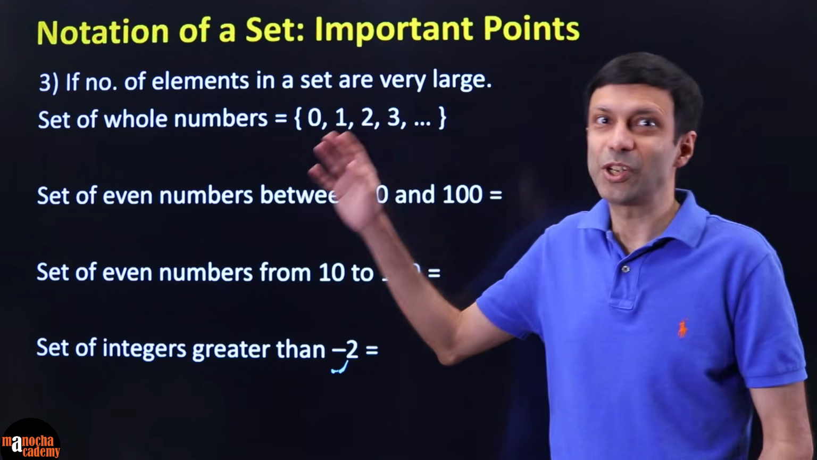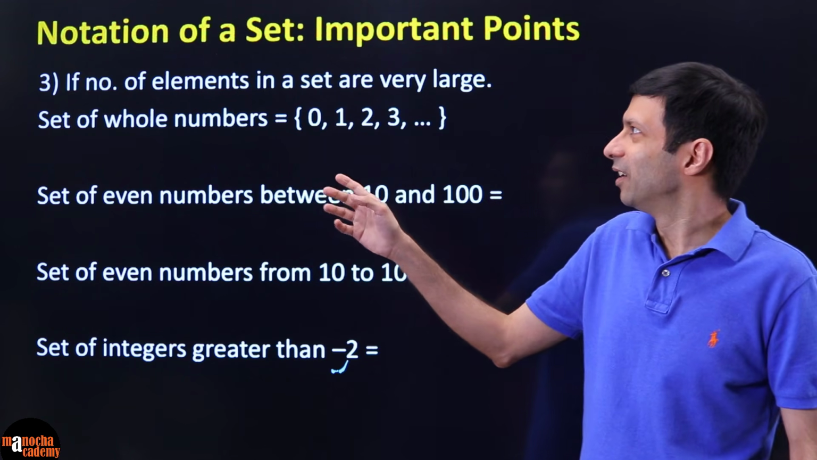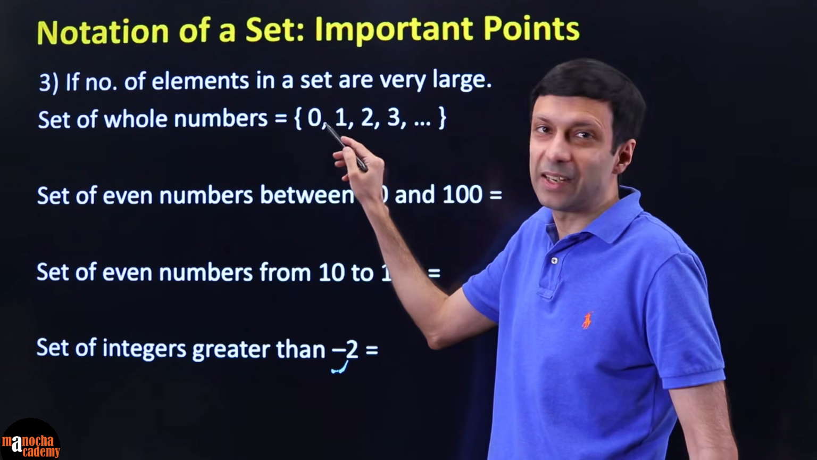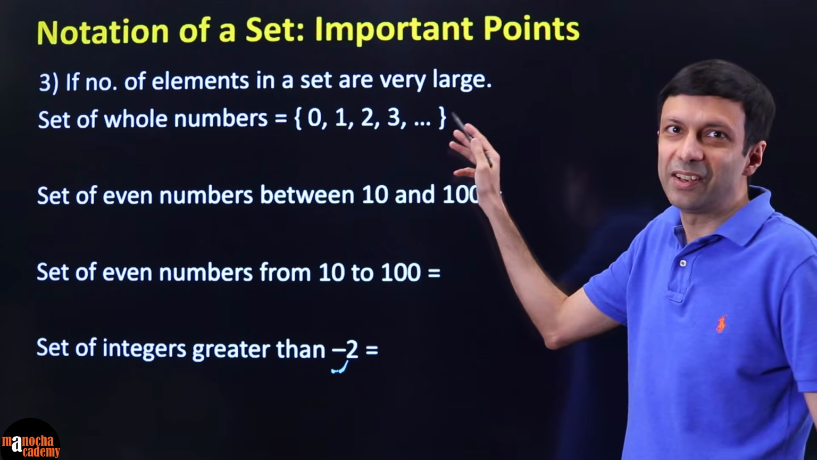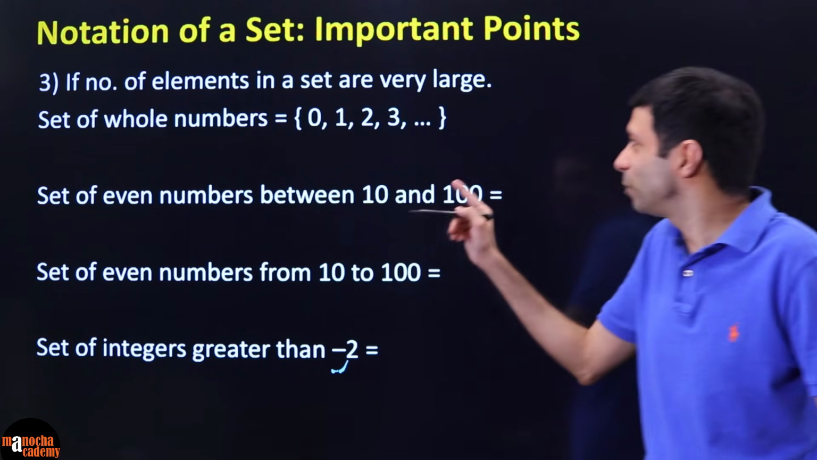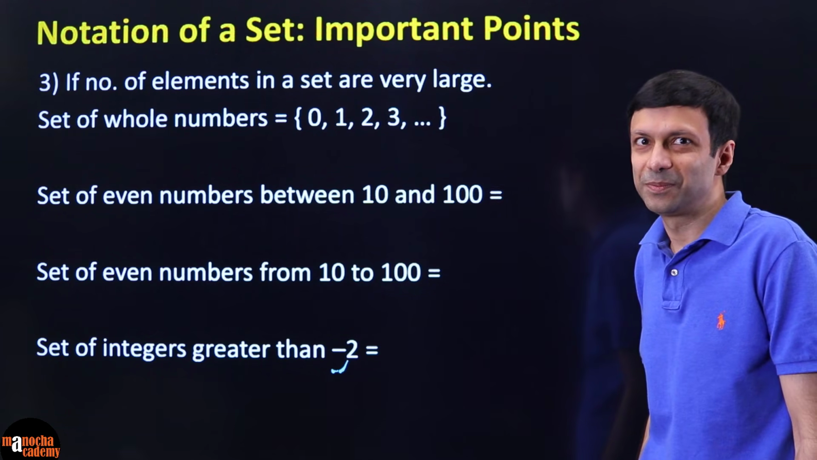Now let's try some questions on the notation of a set. So this one we had discussed the example where set of whole numbers can be represented as {0, 1, 2, 3, ...} and so on. How do you represent set of even numbers between 10 and 100?